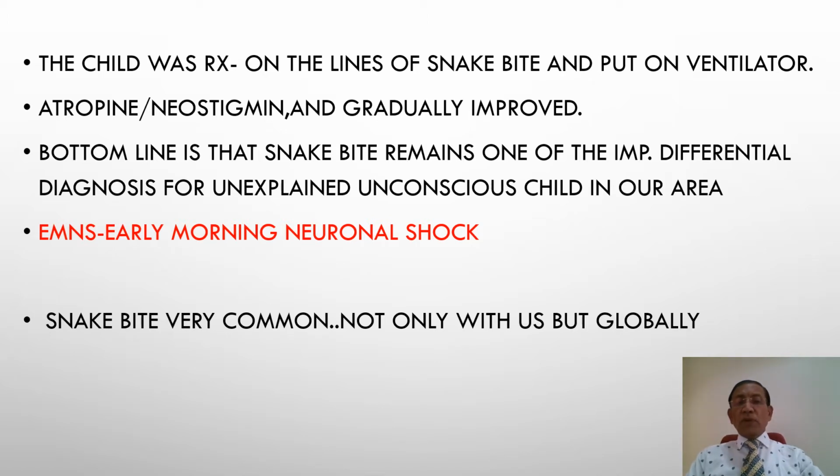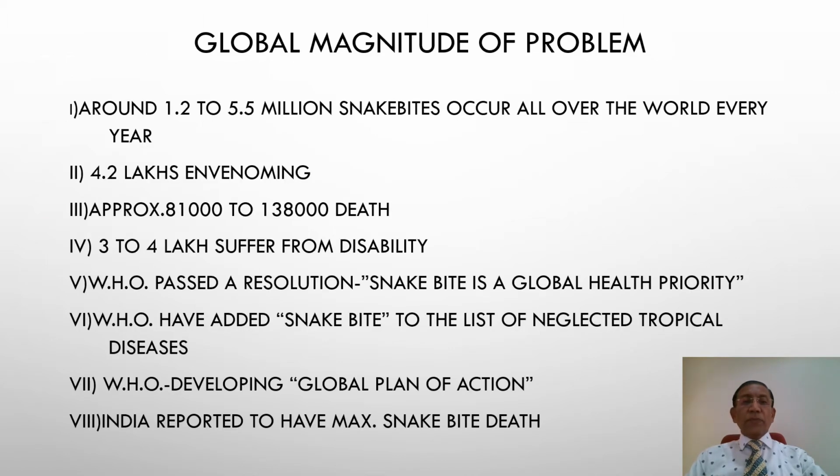So snake bite is very common, not only with us but also globally. Just to give some figures, approximately 1.2 to 5.5 million snake bites occur all over the world every year, out of which 4.2 lakh are envenoming, because many of the snake bites are non-venomous. Approximately 81,000 to 1,38,000 deaths occur due to snake bite. 3 to 4 lakh suffer from disability.